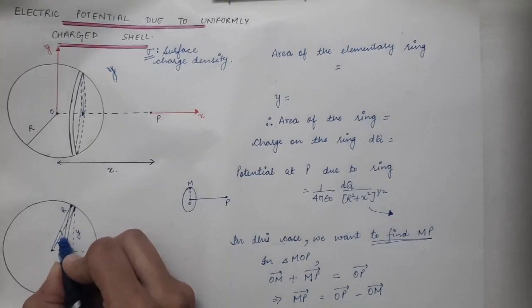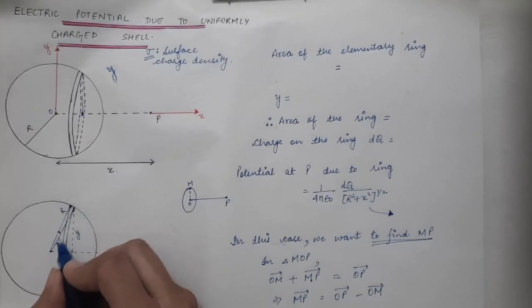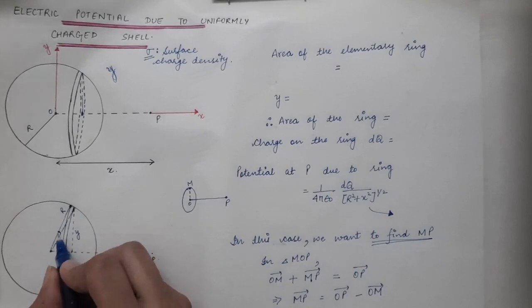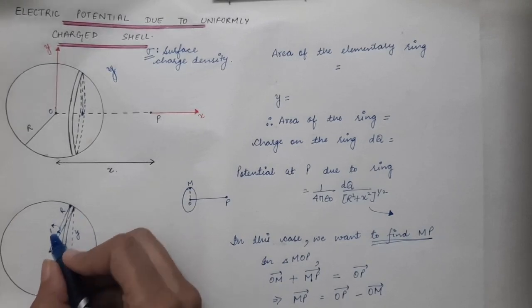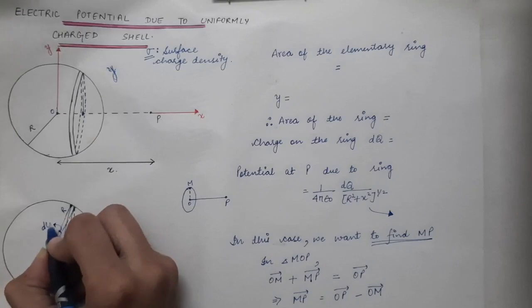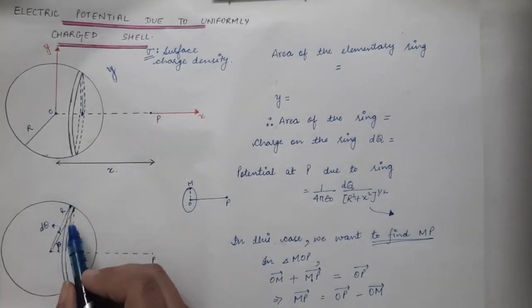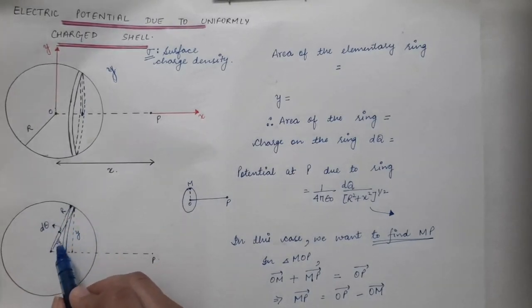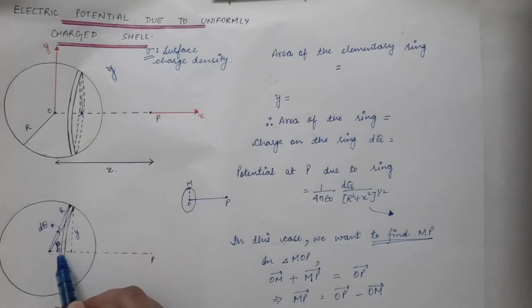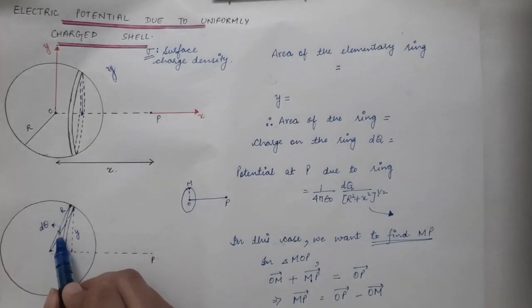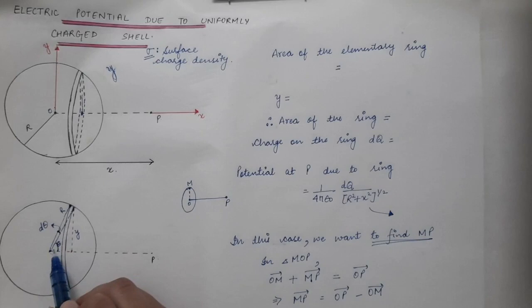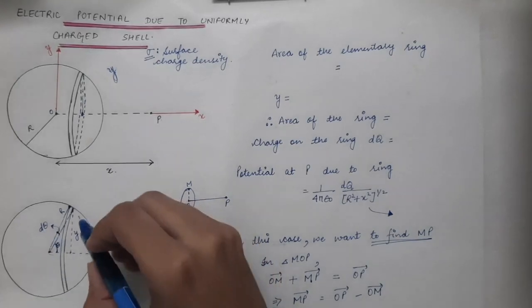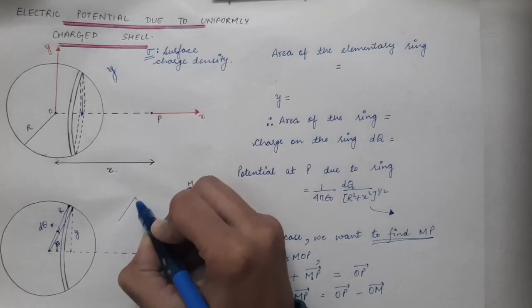So this small angle between these two radii, let's say, is equal to d theta. Now theta is the angle which is made by this length with the x-axis, so that is theta angle. And this small angle that is made at the center is equal to d theta. So we will get a structure like this.